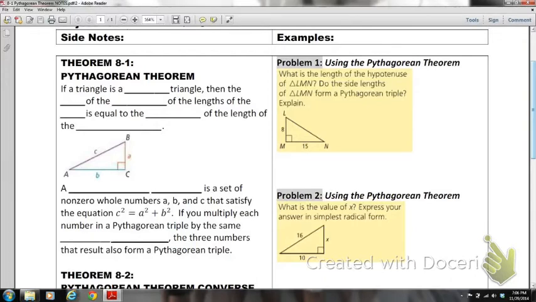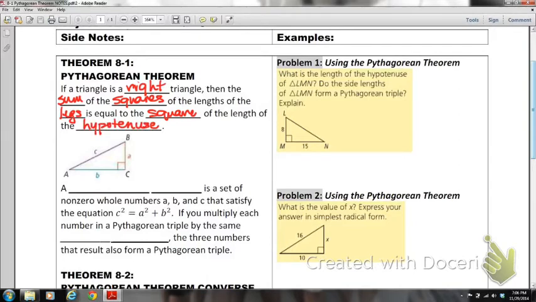But here we're going to apply it to coordinate geometry and take it a little further in looking at its converse and how to use it to determine if a triangle is obtuse or acute. So the Pythagorean theorem states that if a triangle is a right triangle, then the sum of the squares of the lengths of the legs is equal to the square of the length of the hypotenuse.